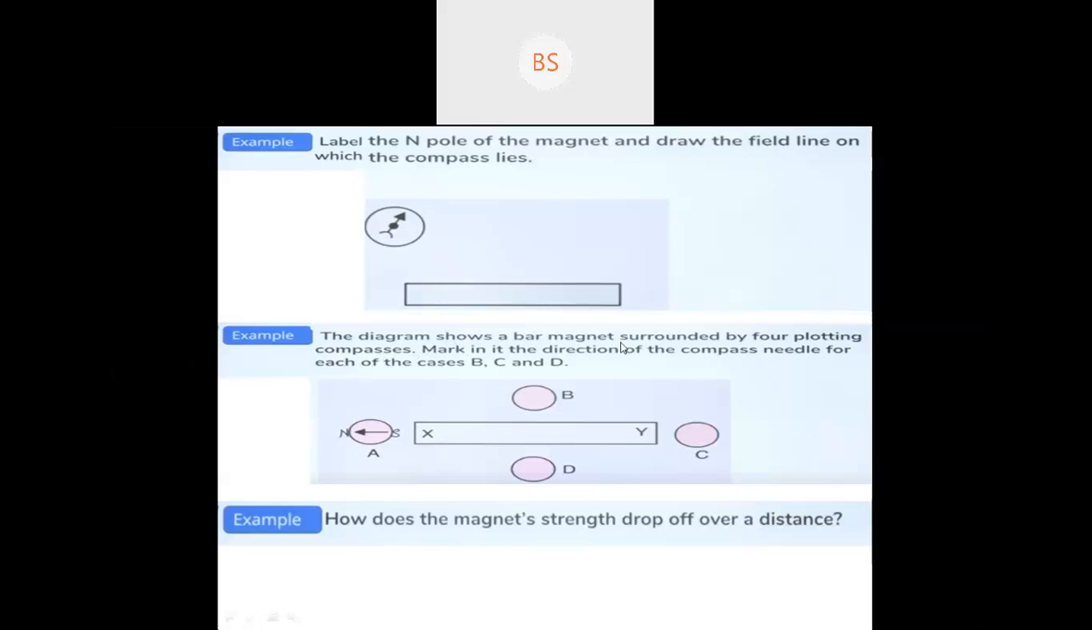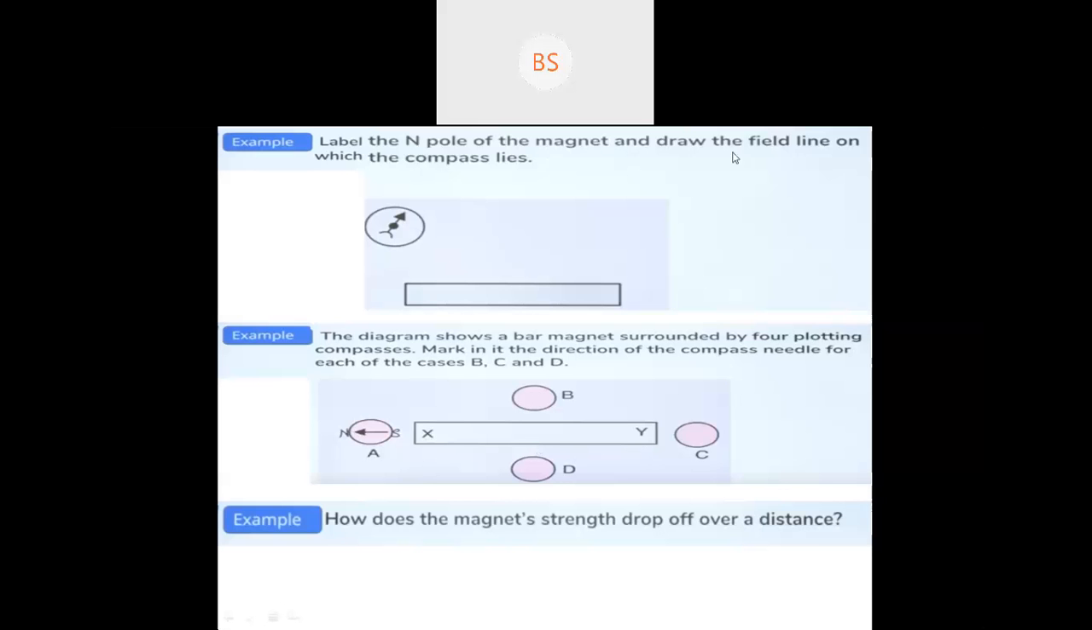The diagram shows a bar magnet surrounded by 4 plotting compasses. Mark in it the direction of the compass needle for each of the cases B, C and D. We have to show the direction of the compasses. This is a magnetic compass. In one compass they have shown the north and south. Obviously the arrow mark is north and this is south. The other 3 we have to find out, and also we have to find out the poles of the given bar magnet. Where is the north pole and where is the south pole?